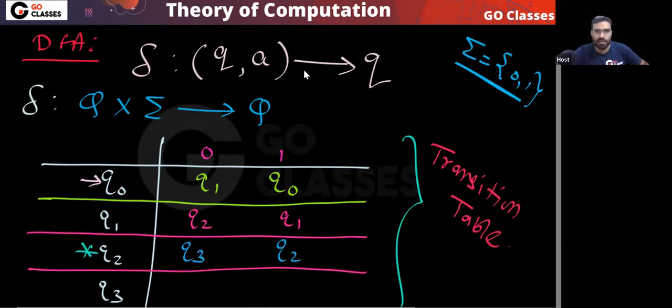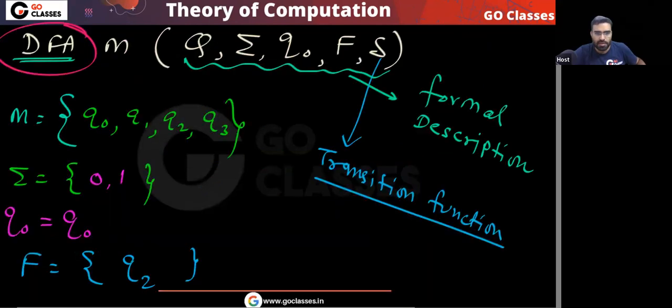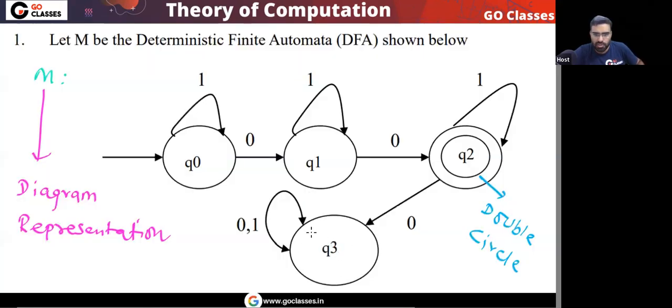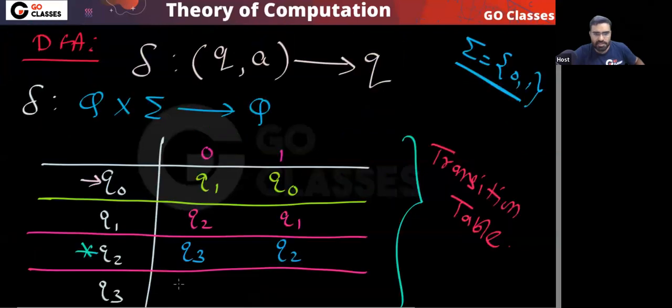What about Q3? What can you say about Q3? This Q3, on 0, 1, will go to Q3 itself. This is a self loop. You can notice in this Q3, if you read 0, you will go to Q3. If you read 1, you will go to Q3. So in state Q3, when you read symbol 0 or 1, you go to state Q3. So this is the transition table that we have created.